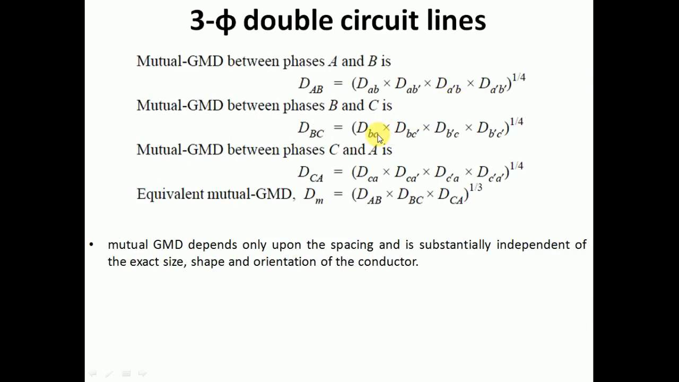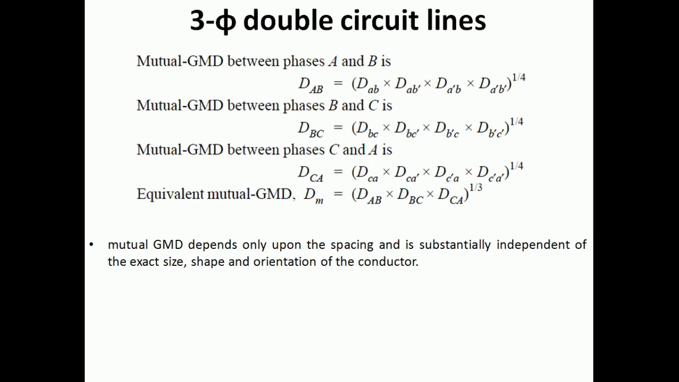Similarly, we can obtain the mutual GMD between phase B and phase C. In the same manner, we can get the mutual GMD between phase C and phase A. As the conductors placed here are in an unsymmetrical arrangement, definitely the principle of transposition will come into effect. Therefore, the equivalent mutual GMD can be calculated by taking the cube root of the product of these three terms. From this relation, it is very clear that this mutual GMD term depends only on the spacing, and is independent of the shape, size and orientation of the conductors.